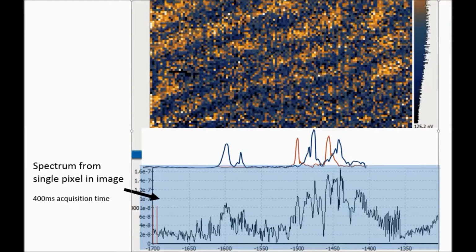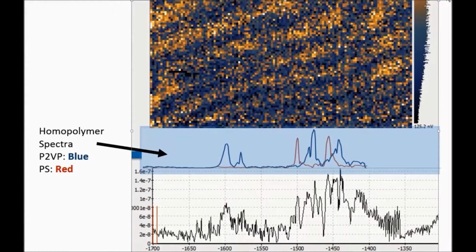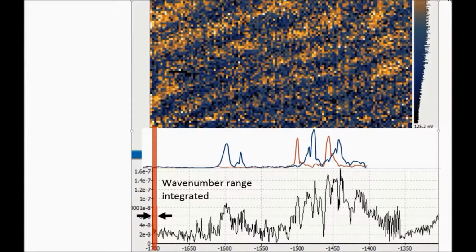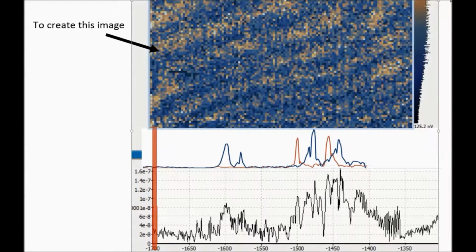These reference spectra show similar measurements on homopolymer samples. The blue line is the signal for P2VP, and the red line is the signal for PS. A slice of the spectrum about 10 wave numbers wide is selected, and this image shows how strong the PiFM signal integrated over that range is at every pixel. In this video, we will run the selection from left to right and show how the PiFM signal identifies the different components of the sample by their absorption peaks.